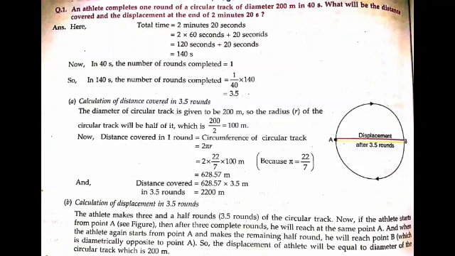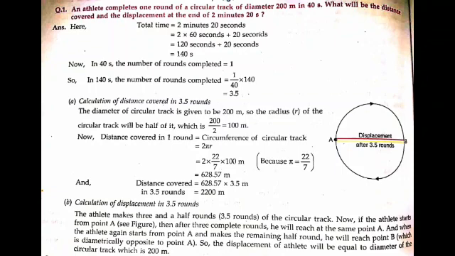In the first part of the numerical, we are supposed to calculate the distance covered. So, for the calculation of the distance in 3.5 rounds, the diameter of the circular track is given to be 200 meter. So the radius of the circular track will be half of it, which is 100 meter. Now distance covered in one round is equal to the circumference of the circular track, which is given by the formula 2 pi r. So putting the values, we have 2 into 22 by 7 into 100 meters, as pi is equal to 22 by 7. This is the approx value of pi.